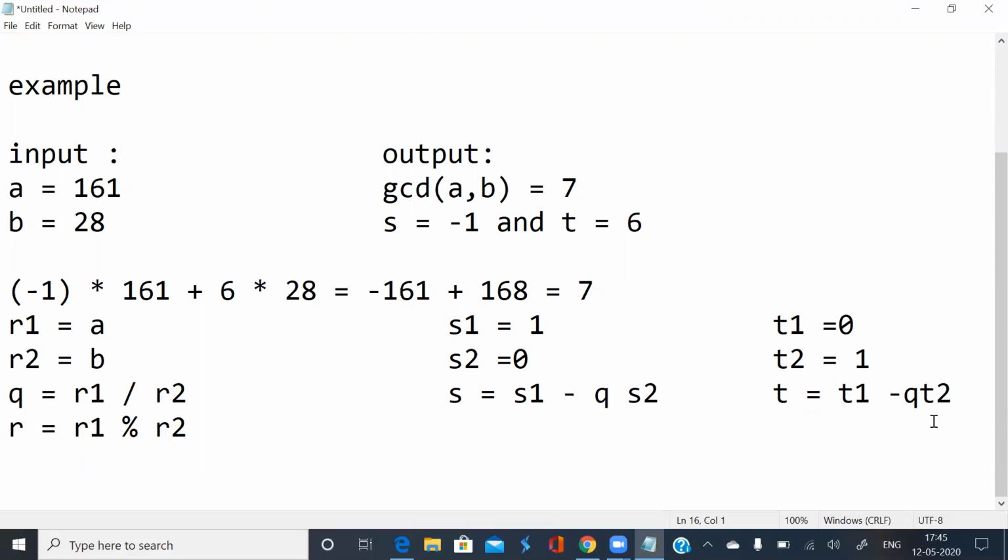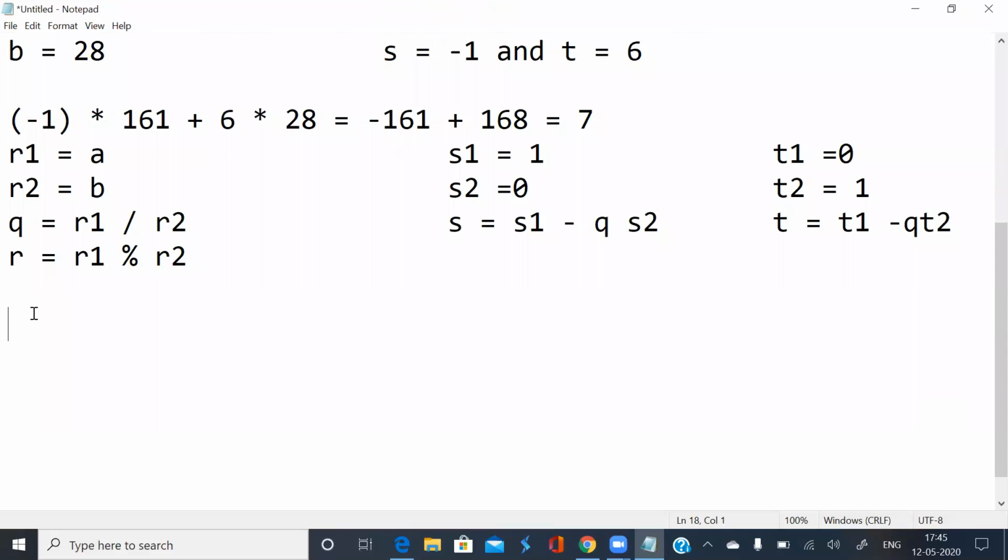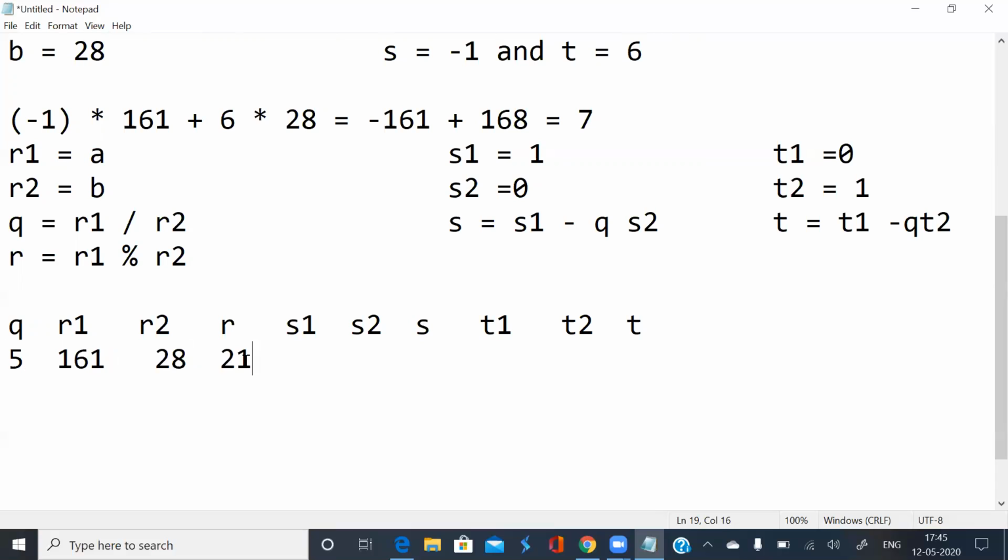Now, having these rules in hand, we have to prepare a table as shown below. First, quotient followed by R1, R2, R, S1, S2, S, T1, T2, and T. We continue filling these values till R2 is greater than 0. Okay. This is 161. This is 28. 161 by 28, the quotient is 5. A remainder is 21, 161 minus 140.